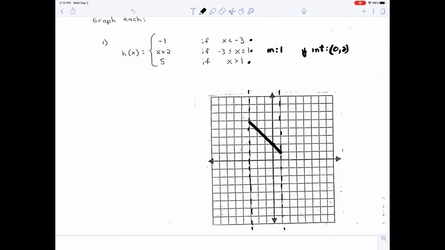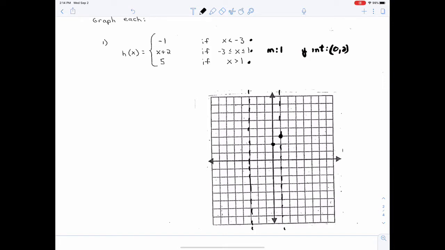I'll tell you what's wrong with it. This has a slope of negative 1, so we've got to get rid of that. What I'm going to do is go up 1 and over 1, right there. And then I'm going to draw the line.